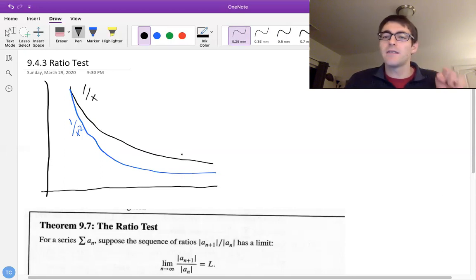This ratio test is talking about this idea of determining if our series approaches zero really fast. If it approaches zero really, really fast, we can go ahead and say that it converges, even if it's a little bit messy.